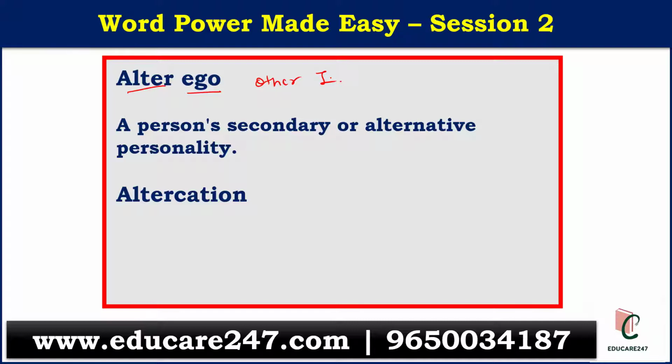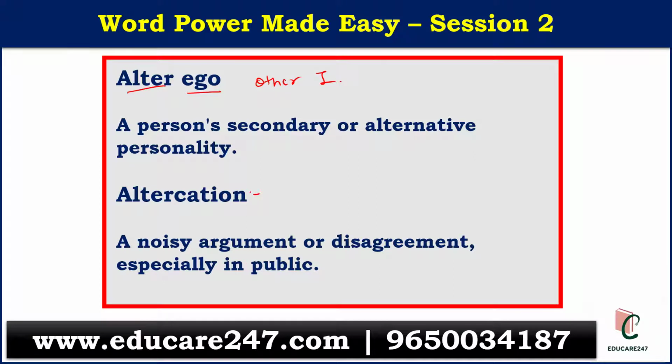So they have the alter ego, which is their alternative personality. The next word we have is altercation. So altercation is basically a noisy argument or a disagreement, especially in public. So actually a type of quarrel, you can say, but in public. So it's called an altercation.